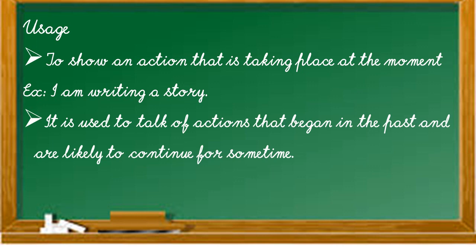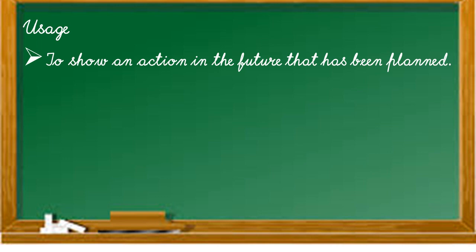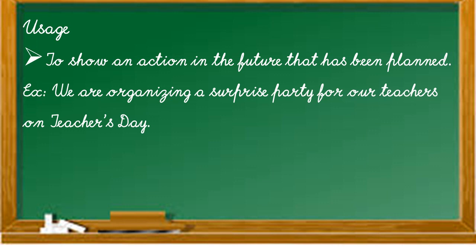Second, it is used to talk of actions that began in the past and are likely to continue for some time. For example, my father is learning German nowadays. Here, action had already begun and are likely to continue for some time. Next, to show an action in the future that has been planned. We are organizing a surprise party for our teachers on Teachers' Day. Here, we are talking about a definite program in the near future.